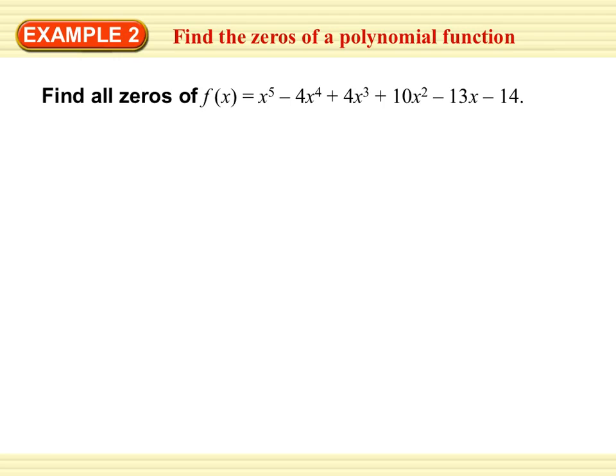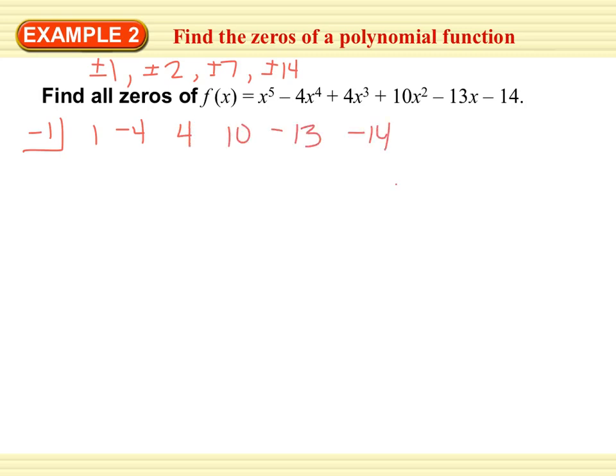Find all the zeros of the polynomial function. So the possible zeros I have are 1, 2, 7, and 14. Let's do this. I don't know why I'm in red, sorry. Coefficients: 1, -4, +4, 10, -13, and -14.